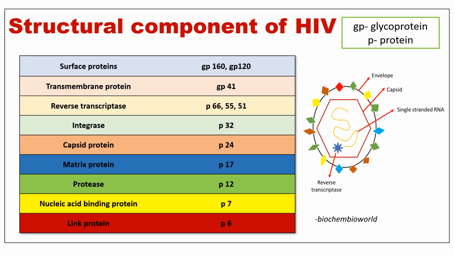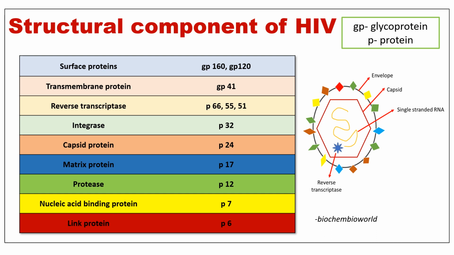Now the structural components of one of the retroviruses, that is HIV, human immunodeficiency virus. Here I'll be discussing the components of the HIV virus. There are a number of components. It includes surface proteins, transmembrane protein, reverse transcriptase, integrase, capsid protein, matrix protein, proteases, nucleic acid binding protein, and a link protein. Here GP stands for glycoprotein and P stands for protein. Let's begin with the components.